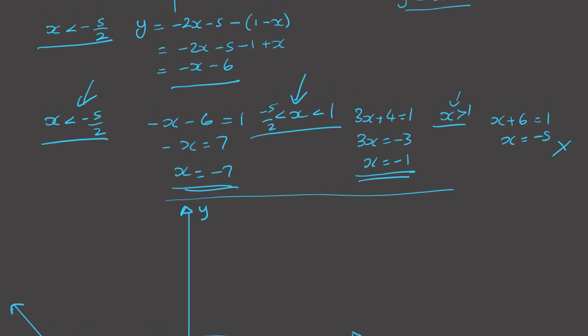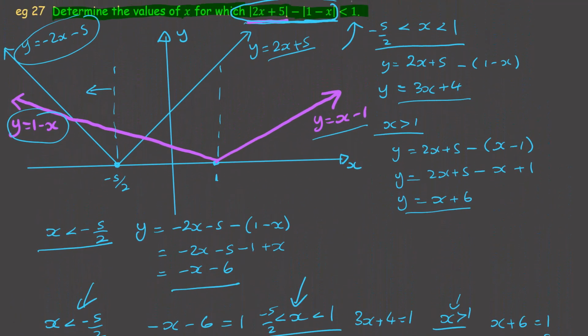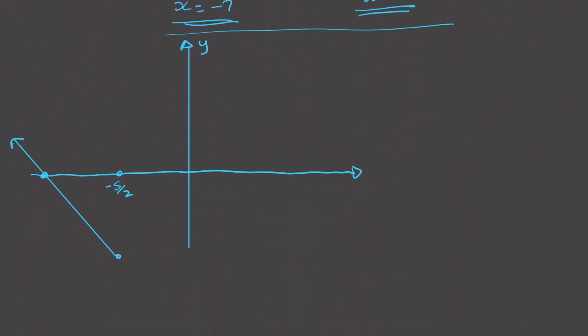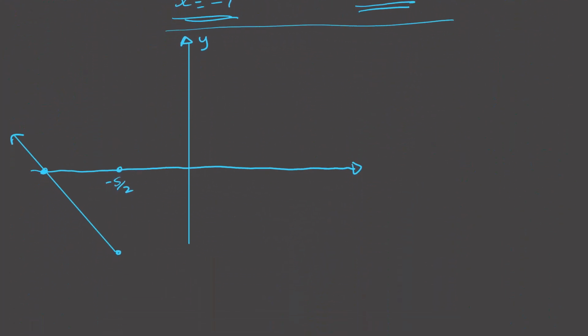Now, for x between negative 5 over 2 and 1, we had 3x + 4. So this one is going to go as far as 1. Now think about 3x + 4. If x is negative 5 over 2, we've got 3 times negative 5 on 2 plus 4. So that's negative 15 on 2 plus 8 on 2, which is negative 7 on 2. So it joins up to the same point.